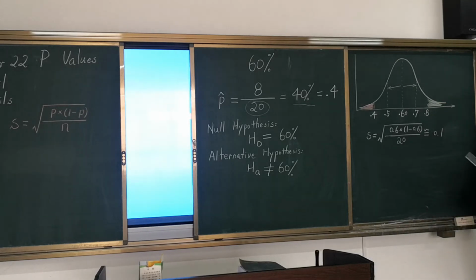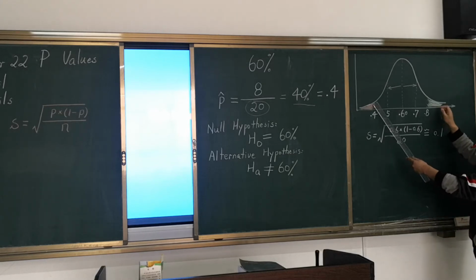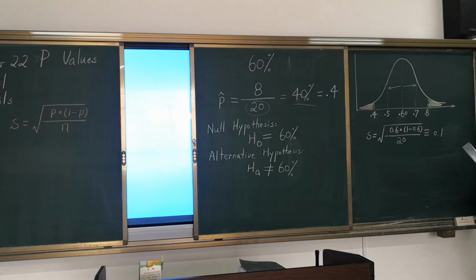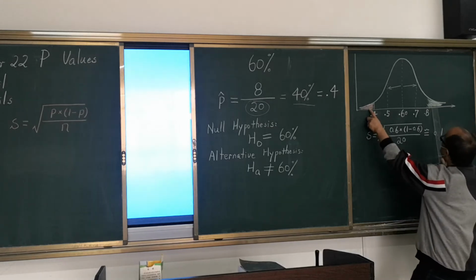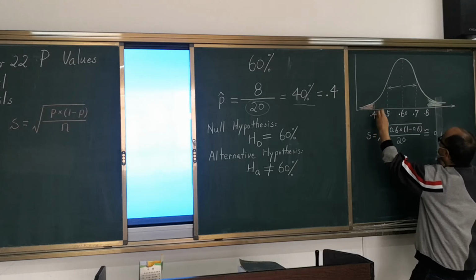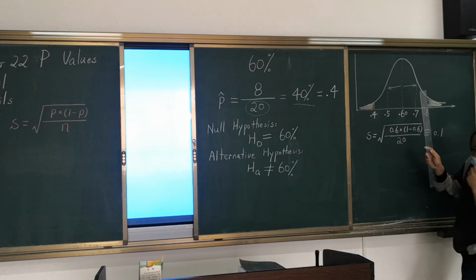According to the rule 68, 95, 99.7, what's the red one plus the green one? The red one plus the green one is 5%, right? This one plus this one. Because from 0.4 to 0.8 is 95%.